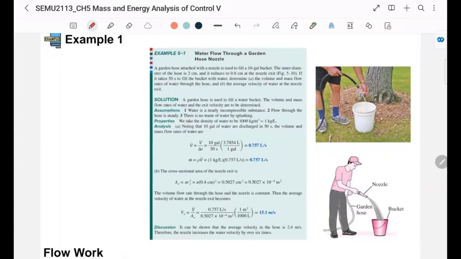So far, so good about the conservation of mass. Any question up until this point? Anything not clear?